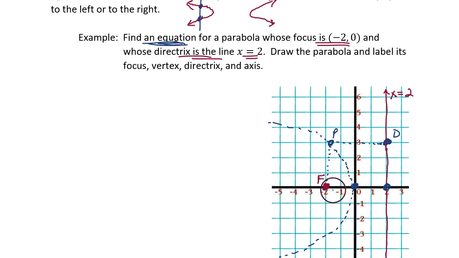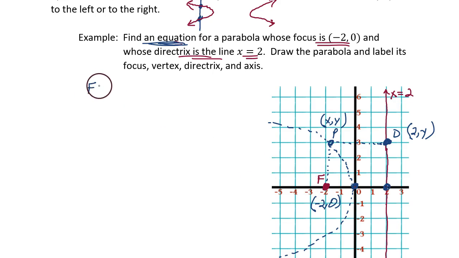Let's think about the coordinates of these points. Point F we know for sure is at -2, 0. That was given to us. But point P is any random point on the parabola. Let's call its coordinates x, y. For point D, which is on the directrix, we know for sure that its x-coordinate is 2. And we can see that it's at the same height on the paper as point P, which has a y-coordinate of y. Now that we've labeled our ordered pairs, let's make our equation.